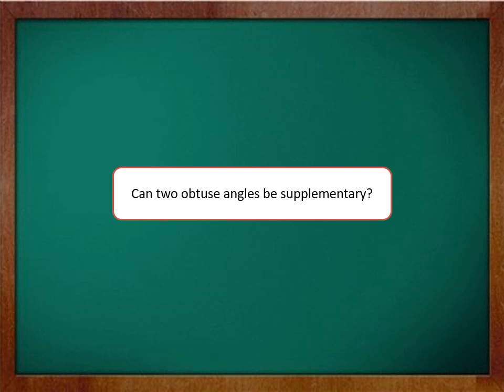Can two obtuse angles be supplementary? If both the angles are obtuse angles, each of them would be more than 90 degrees. Therefore, the sum of these two angles would be more than 180 degrees. Therefore, two obtuse angles cannot be supplementary to each other.